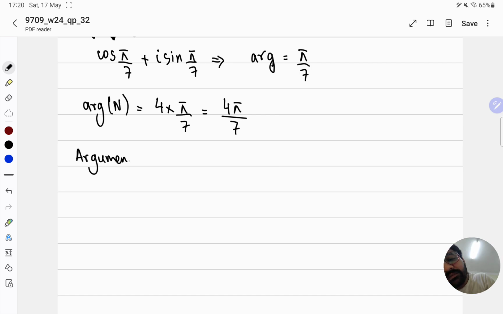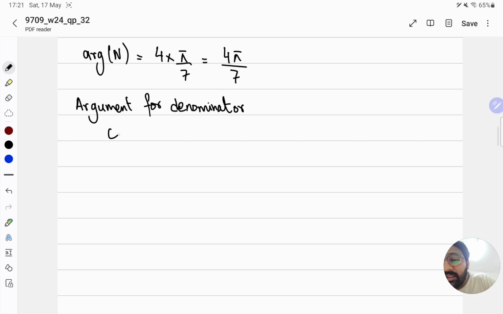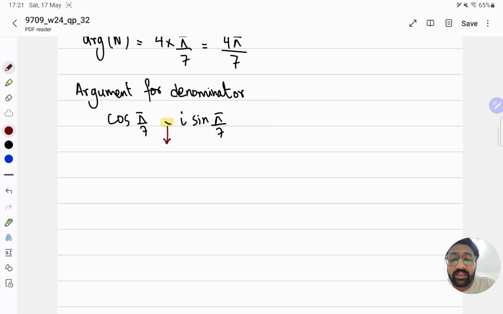Argument for the denominator. Now for the argument of the denominator, we know that the denominator is cos pi by 7 minus i sine pi by 7. The important thing is that you should know that the center sign, the one that I just highlighted over here, has to be always a positive sign.